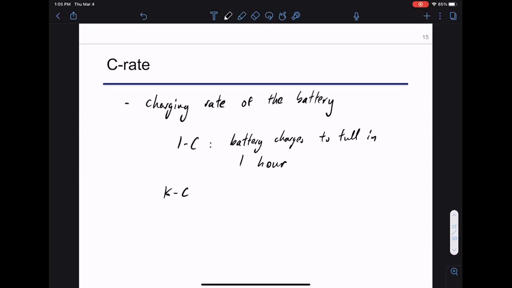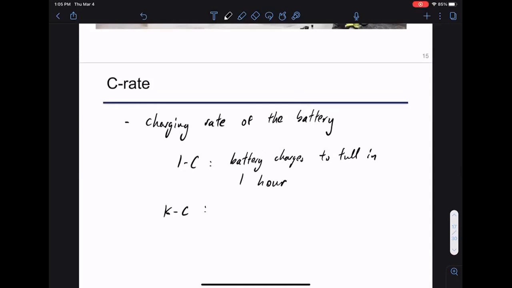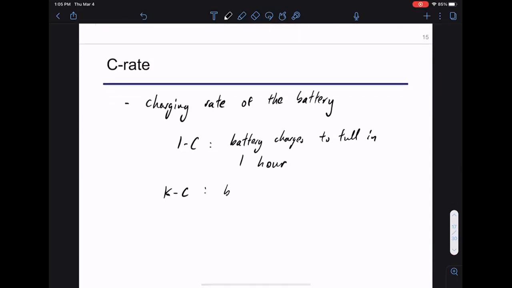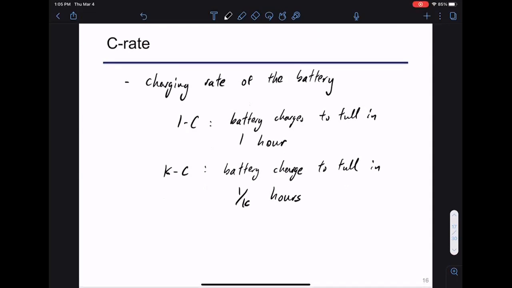So kC means that the battery charges to full in 1/k hours. Sorry, not in 1, in 1/k hours. So a higher C rate means you charge faster, and a lower C rate means you charge slower. For example, a 2C rate means we fully charge in half an hour.